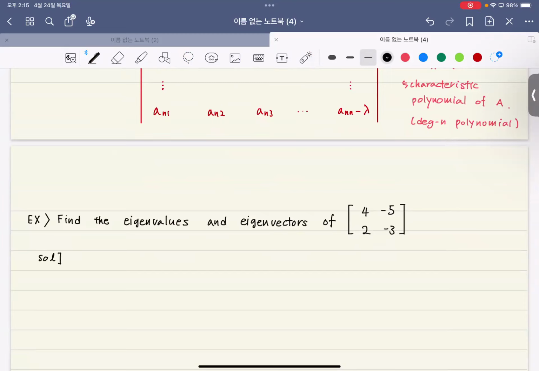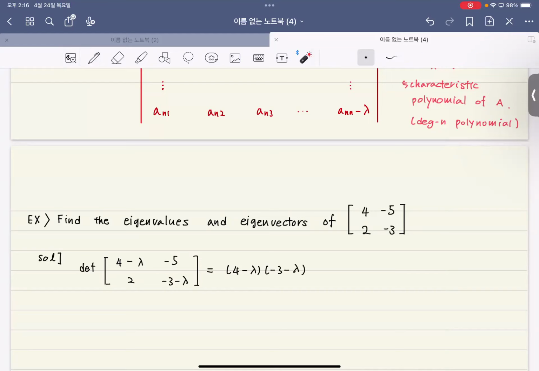So first of all, we are supposed to solve the characteristic equation. So what is the characteristic equation? It is the determinant of 4 minus lambda, minus 5, 2, and minus 3 minus lambda. That is 4 minus lambda times minus 3 minus lambda, minus this guy times that, which is plus 5. Oh, not 5, sorry, plus 10.